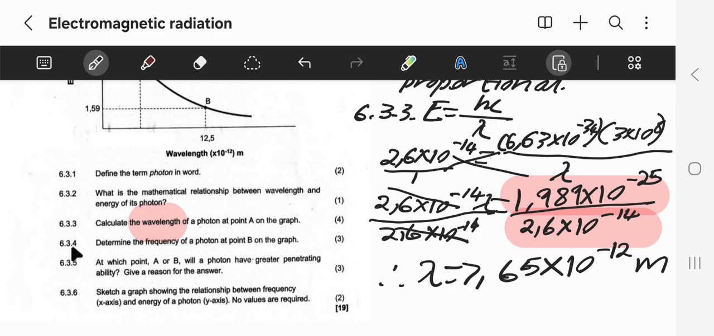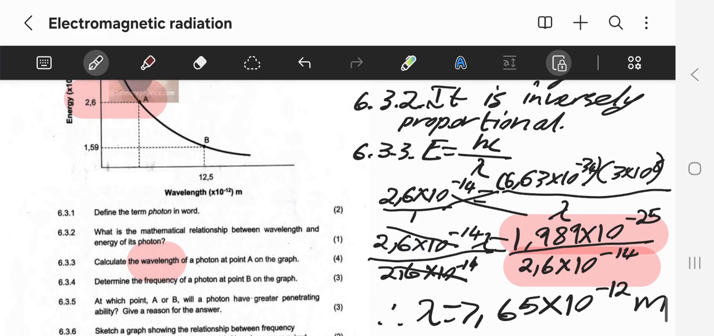Then we go to 6.3.4. They say here, determine the frequency of a photon at point B on the graph. So if we look at point B on the graph, this is where point B is. Point B is over there, and it has a relationship with this energy now. So we will use this energy to find our frequency. And which formula are we going to use, guys? We are going to use E is equal to hf, because we are looking for frequency.